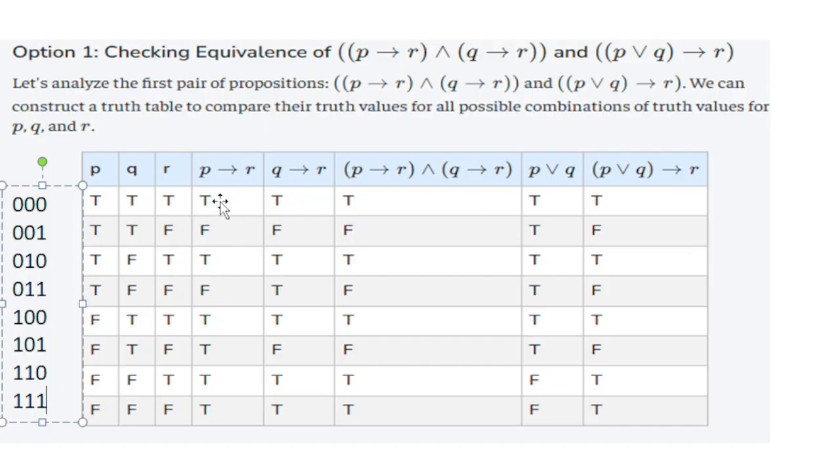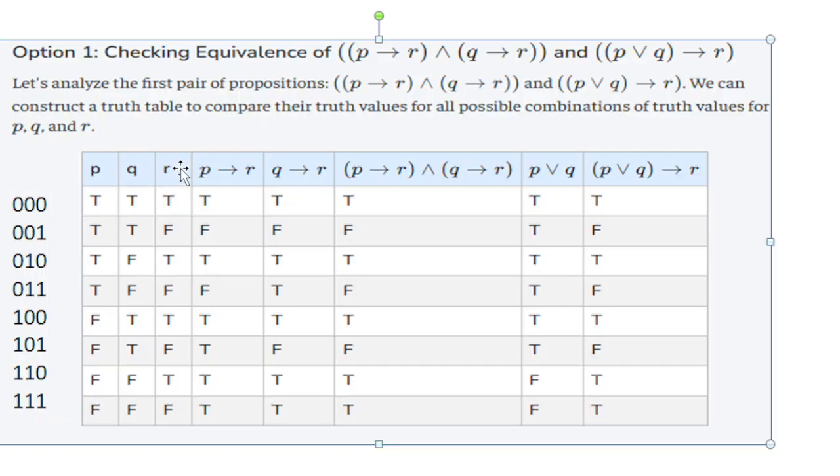Then what is the result we'll get for P implies R? We are taking this P and this R. P implies R means that except for one condition, all other conditions will be true. That one condition is the 1 0 case, when P is true and R is false. That kind of TF.